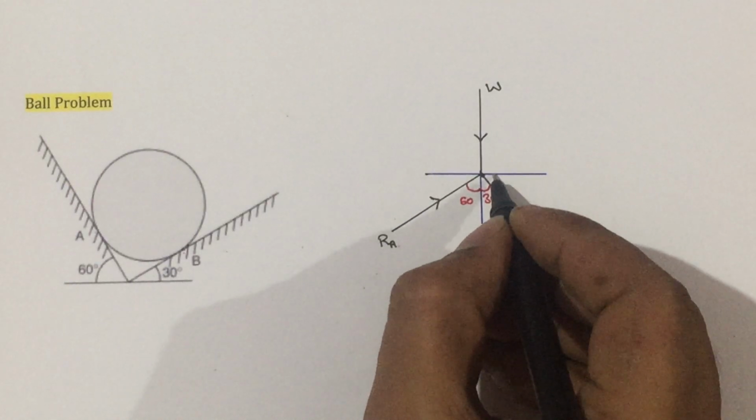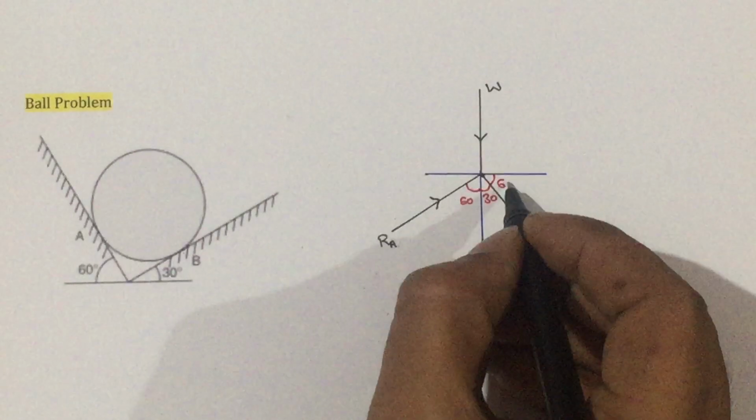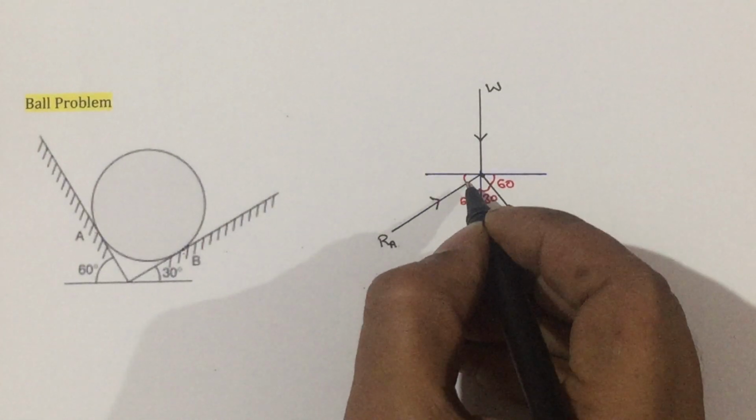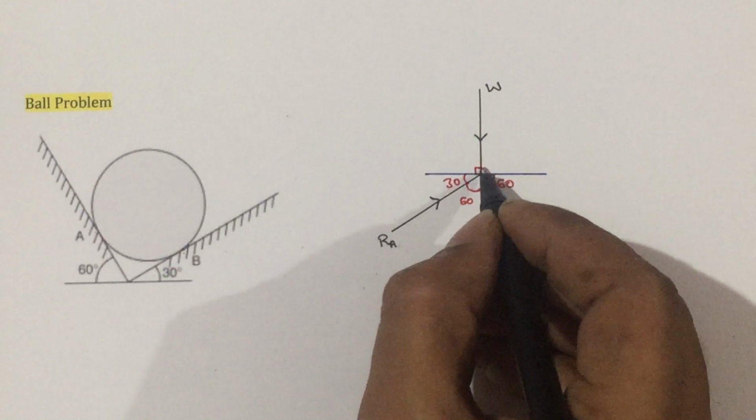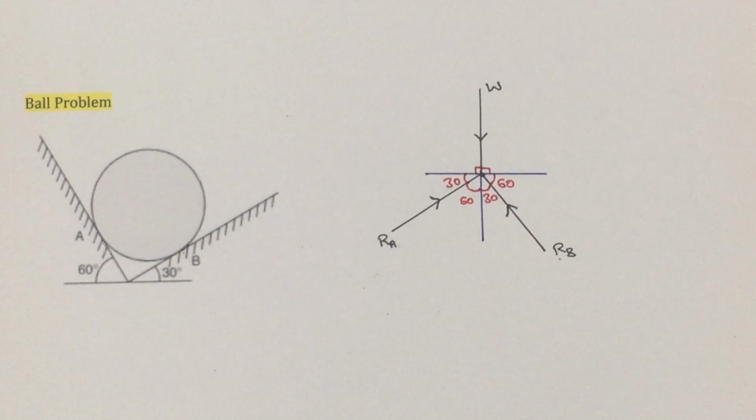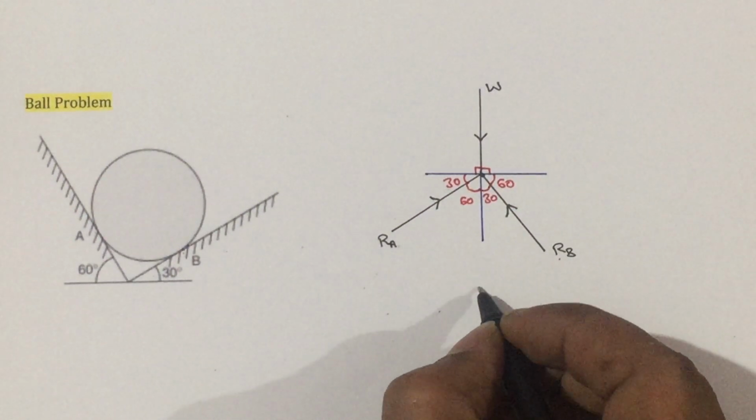If it is 30, then this will be 60. If it is 60, then the remaining will be 30. This will be 90 degree, this is also 90 degree. This is the free body diagram.